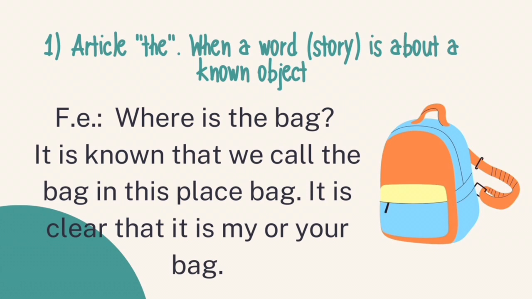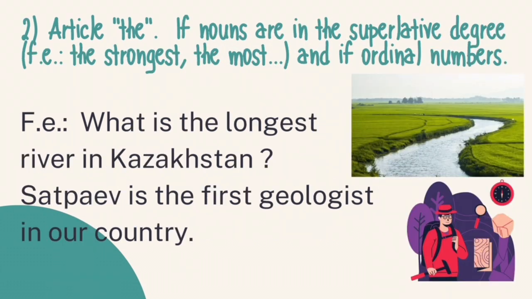Okay, there are several uses of the definite article the. The first, when a word is about a noun object. Where is the bag? It's a noun that we call the bag in this place. It's clear that it's my or your bag.